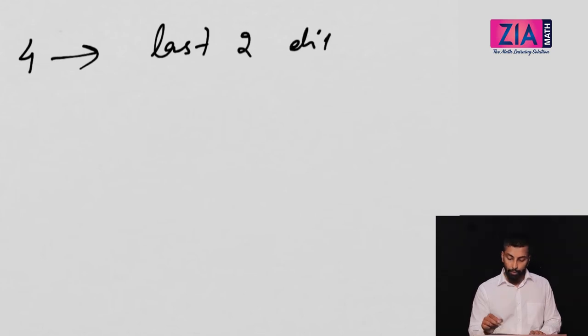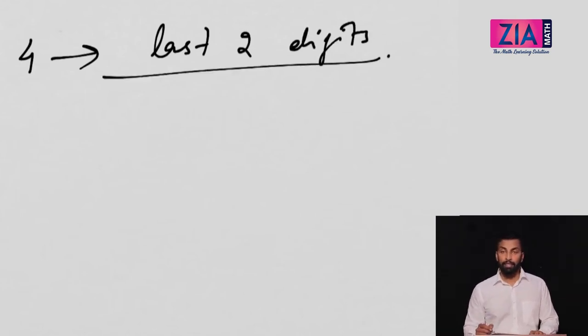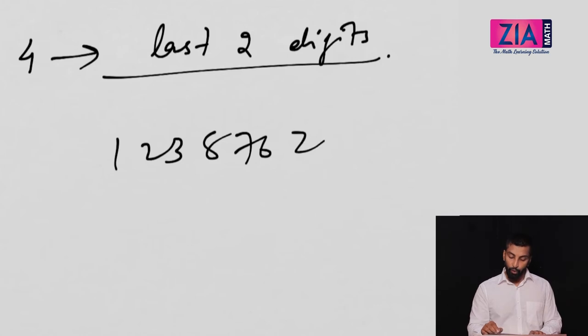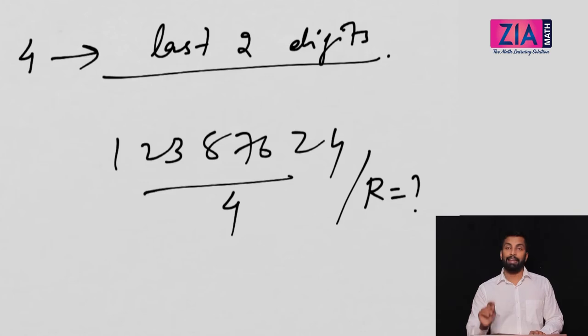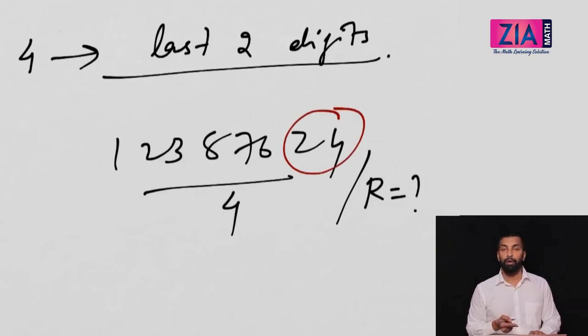Now what is the divisibility of 4? Divisibility of 4 is actually based on the last 2 digits. You need to check whether the last 2 digits are divisible by 4 or not. So if you have a number 1, 2, 3, 8, 7, 6, 2, 4, you need to divide by 4 and see the remainder. Rather than dividing the bigger number with 4, you can just take the 2 digits, divide that by 4, and see what is the remainder. Same will be the remainder if you divide the bigger number with 4. So why should I waste my time by dividing the bigger number with 4?